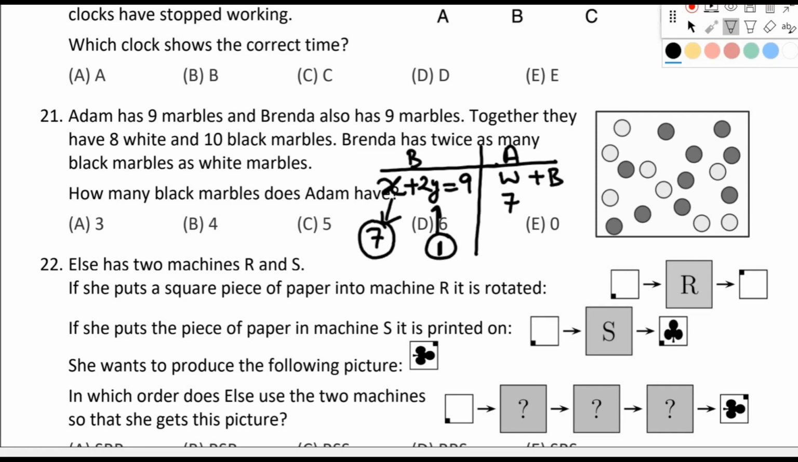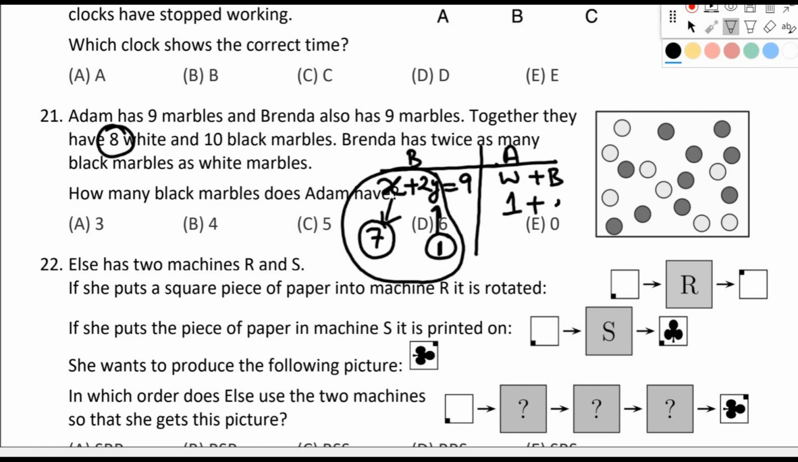If white marbles are 7, yeah. So from here you understand that Brenda has 7 white marbles because the equation is satisfied with this. 7 plus 2 times 1 is 9. So if Brenda has 7 white marbles, then there are totally 8 white marbles. So Adam will have 1 white marble and it will have remaining because each one of them have 9 marbles.